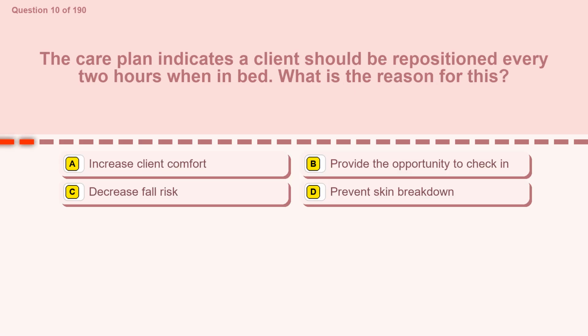Question 10. The care plan indicates a client should be repositioned every 2 hours when in bed. What is the reason for this? Option A. Increase client comfort. Option B. Provide the opportunity to check in. Option C. Decrease fall risk. Option D. Prevent skin breakdown.